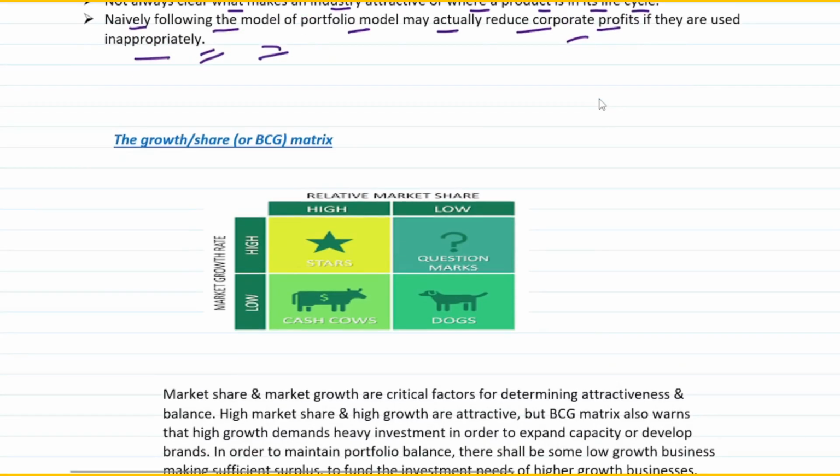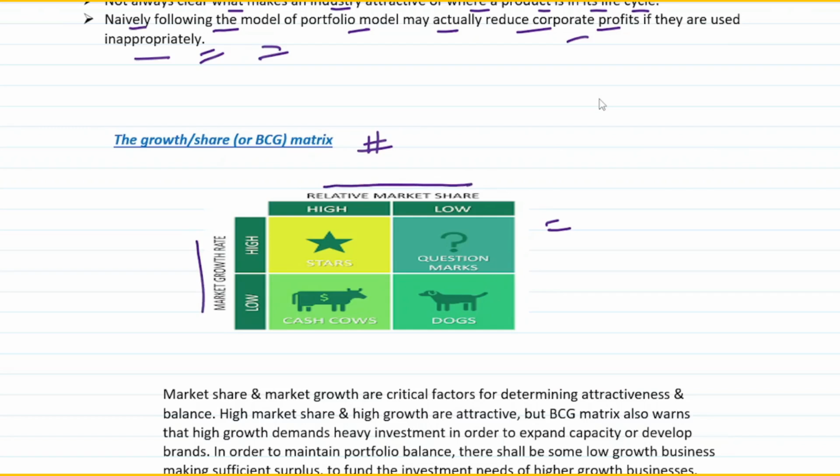Now we come to the most important part of this chapter, that is the BCG matrix. This is how the matrix looks. The matrix is divided into two parts. The left part talks about the market growth rate, and the right talks about the relative market share, right?